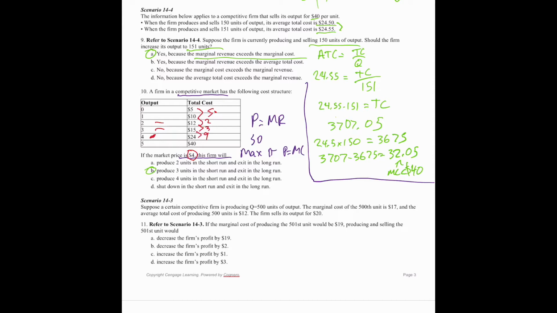in the short run, and they're going to go ahead and exit in the long run. Why are they going to exit in the long run? Well, they're going to exit in the long run because they're only getting paid $4 for 3 units. 4 times 3 is equal to 12. Their total costs are 15, so they're making losses.